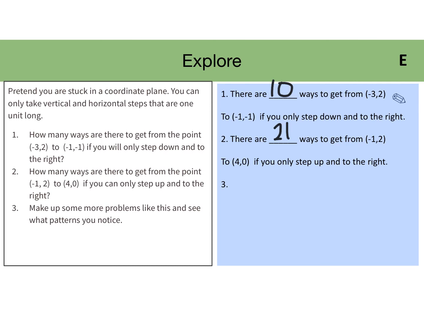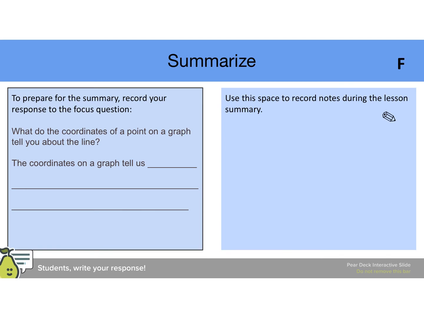And question 3 is to make up some more problems like this and see what patterns they notice. And so answers are going to vary, and this problem is mostly an exercise in careful counting, although some students are going to realize that the first problem amounts to counting how many ways there are to arrange 2 steps to the right and 3 steps down. And so for some students, this may be an easier representation of the problem.